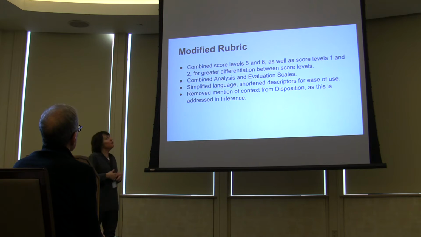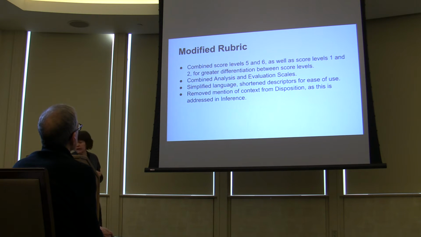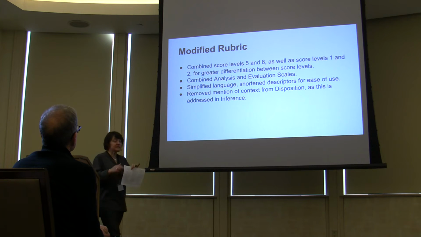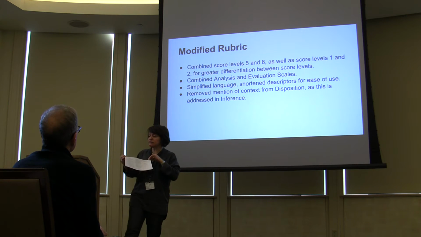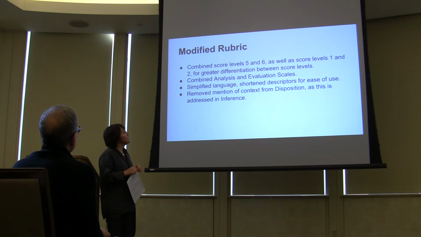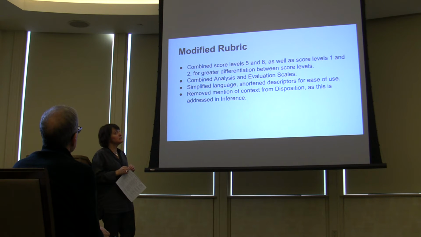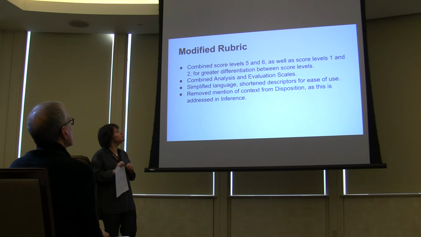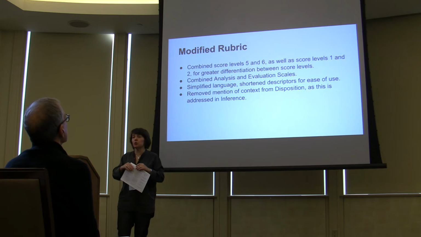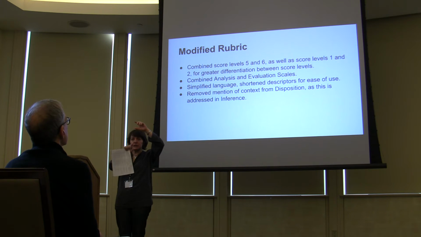So the way that I did this was that I combined, there are 6 score levels here, 6 for every rubric component. And I combined score levels 5 and 6 as well as score levels 1 and 2 for greater differentiation between the score levels. So I squished the top and I squished the bottom and left the middle intact.